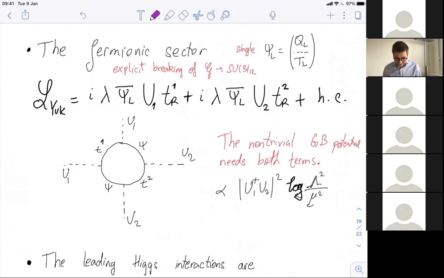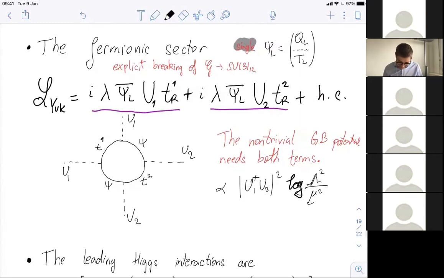Very similar story in the fermionic sector. So we introduce one term and the second term. There will be U1, U2, and there will be two fields, T1 and T2. Note that we have only a single psi-L. So when we have a single psi-L, we explicitly break the global group, but we respect the diagonal subgroup. This explicit breaking will generate the potential, but in order to generate the potential, we need both of these interactions.